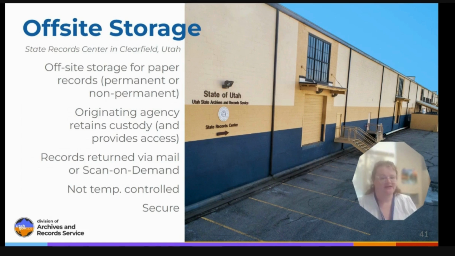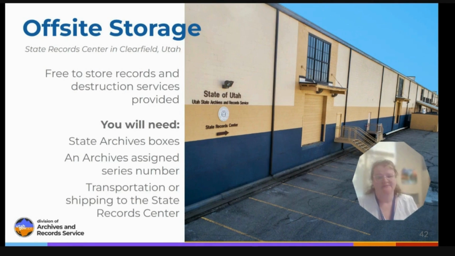This site is not an archival facility, so it isn't climate controlled, but it can help you save a lot of space in your own office. Storing records here is free. There's no monthly charge, but you do need to purchase and use approved State Archives boxes, receive an assigned series number from your Records and Information Management Specialist, and secure transport or delivery to the facility. Contact your RIM specialist if you are interested in using the service, and they can review with you the steps for being prepared to store offsite.